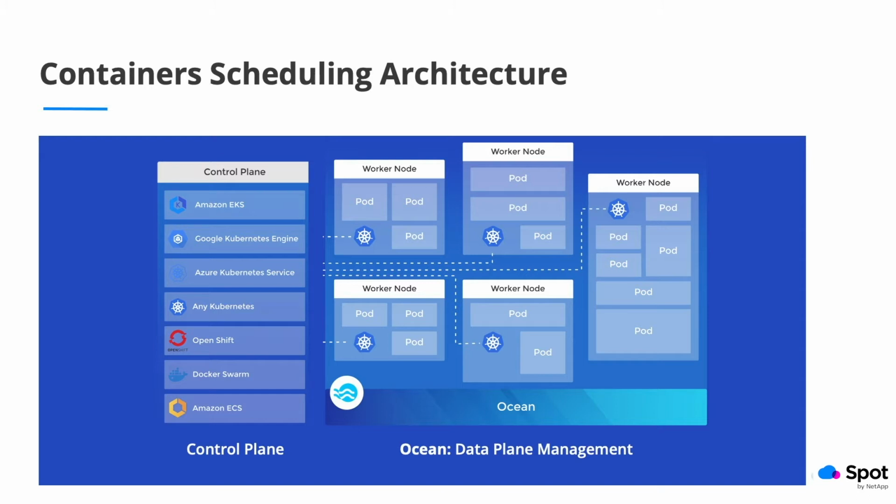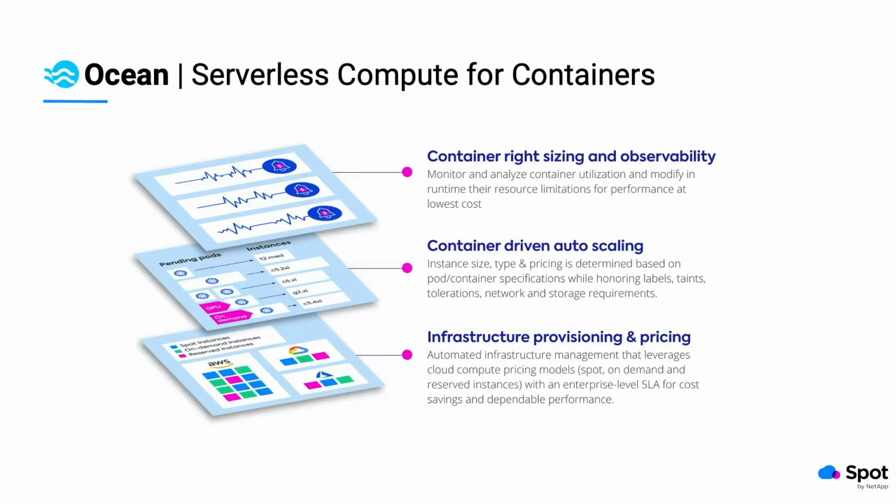How does Ocean do this? It integrates into any existing worker cluster that you have running inside your own control planes, whether that's EKS on AWS, GKE on Google Cloud, AKS on Azure, or some sort of vanilla implementation like KubeADM, KubeSpray, OpenShift, Docker Swarm, ECS, or any other container orchestrator you can think of. Your control plane and all your configurations and management will stay in place while Ocean wraps around your data plane to continuously optimize all the worker nodes based on the real-time requirements of your pods.